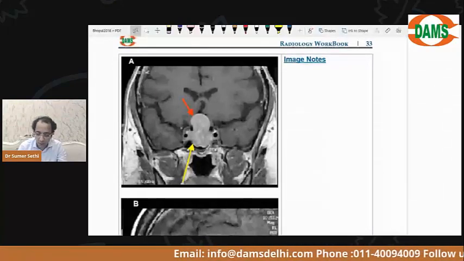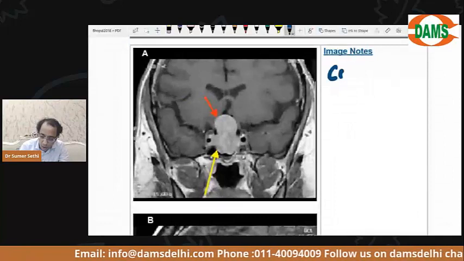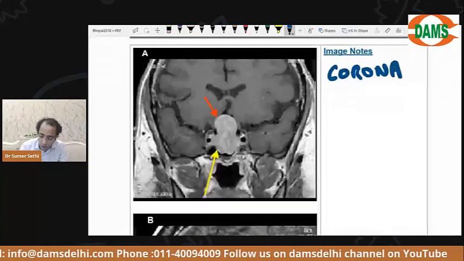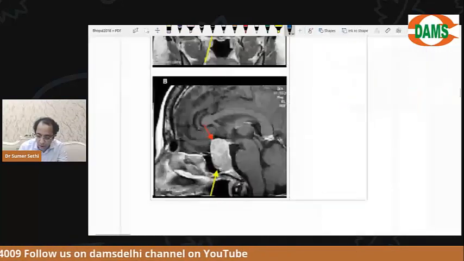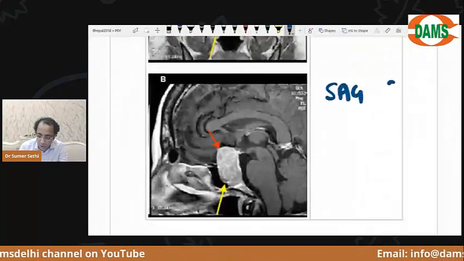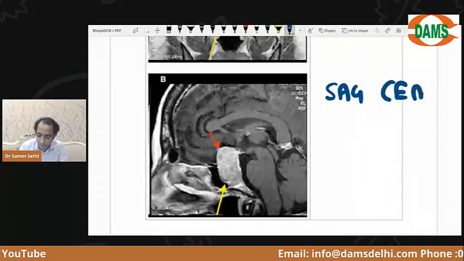Okay, next image. This is a coronal contrast enhanced MRI, and the next image is a sagittal contrast enhanced MRI. Okay.